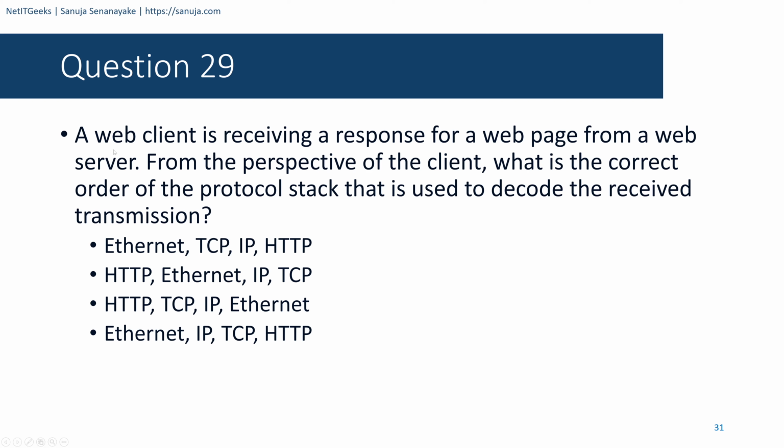Well, we have the answers here. We have Ethernet, TCP, IP, HTTP, then HTTP, Ethernet, IP, TCP, and so on. There are different orders of TCP, IP, HTTP, and Ethernet, right? So think from your point of view. What is your connection to the outside? What is your immediate connection from your device?